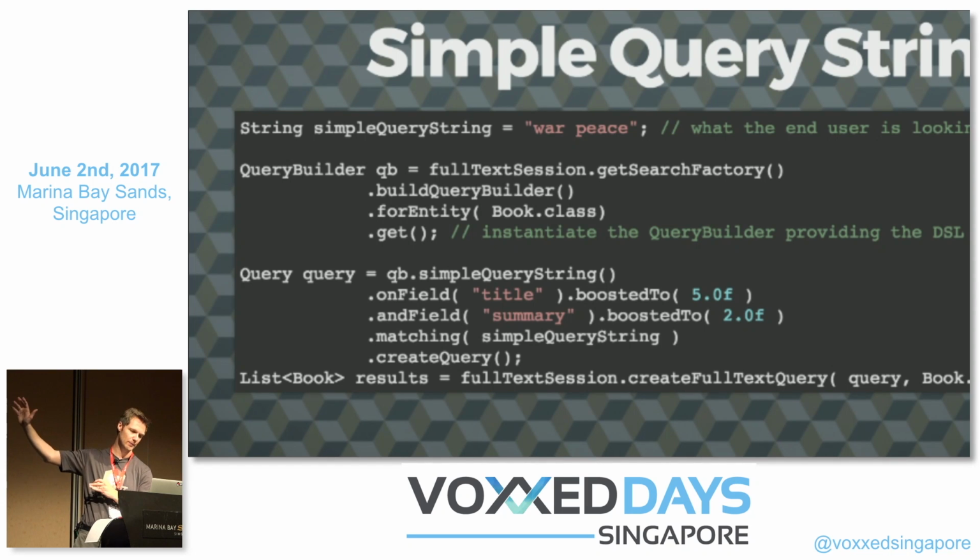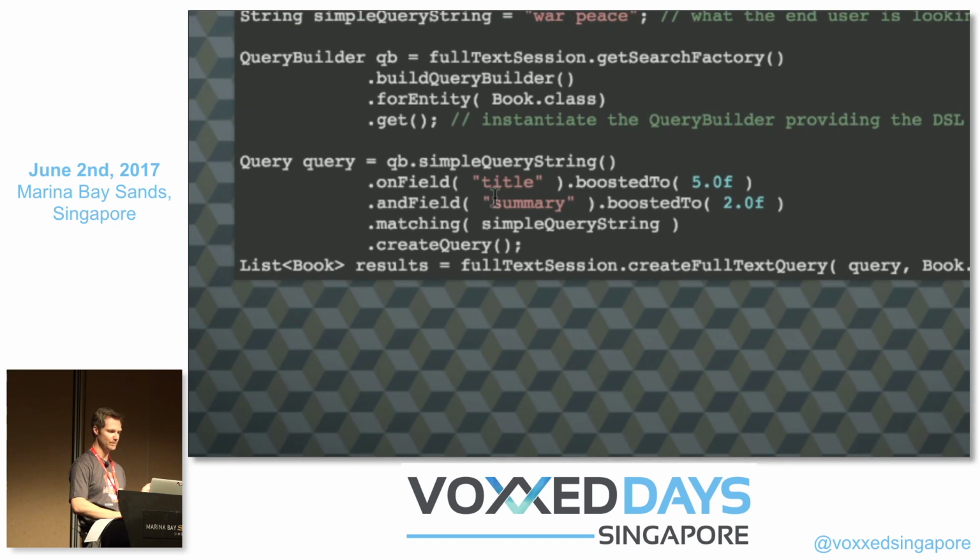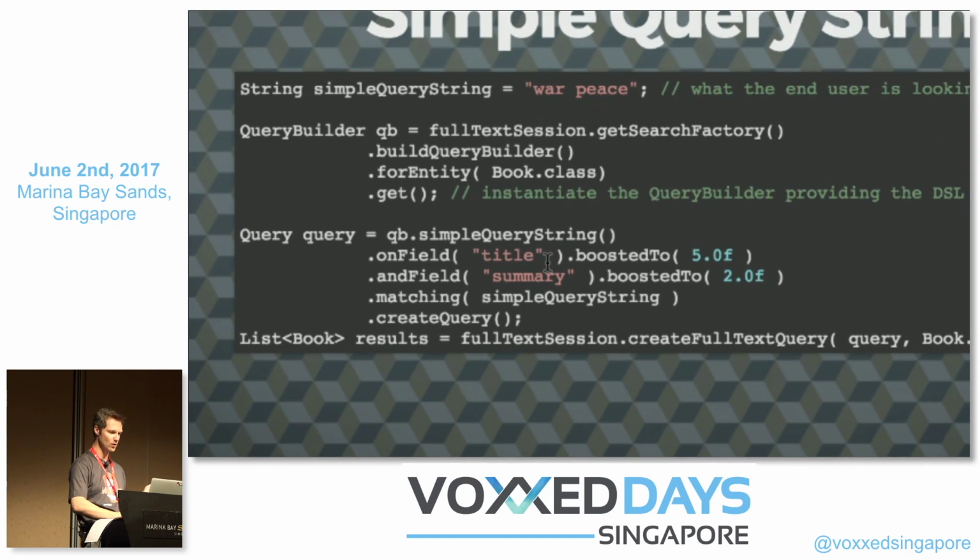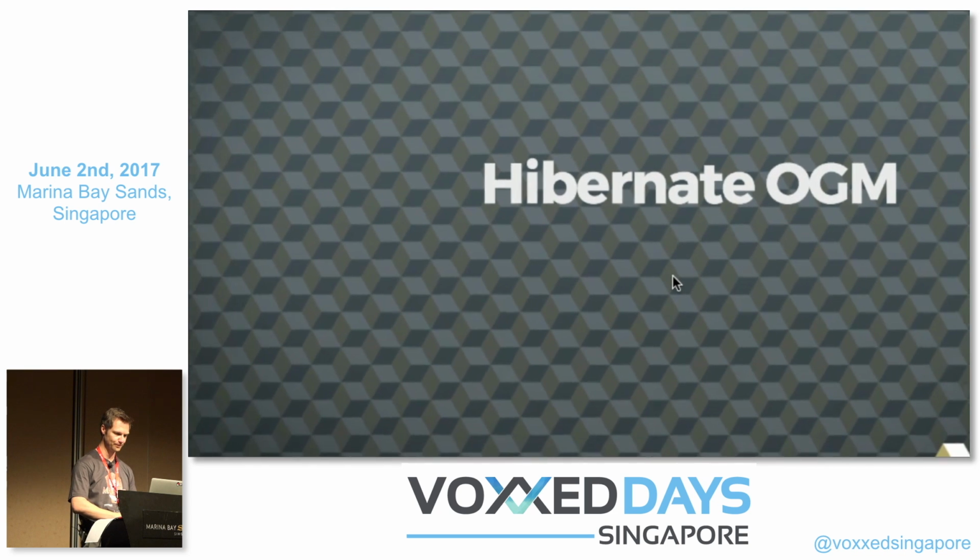So here I've got "war, a piece", provided by the user. And what I will decide is, okay, I want to search War and Peace, that's a book in this case, on the title and the summary. I think the title is more important, so I will boost it to a higher level. So if those names are in the title, they will be higher in my list of results. So it's really a nice way to simplify your work a bit when you know that you have a single form. That's the simple query string operator.